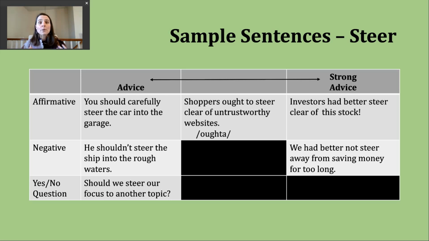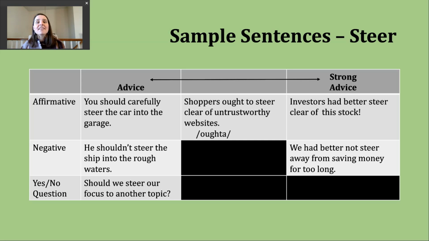Finally, we can also ask people for advice. And we can do that through yes or no questions, right? So we can start with should, then our subject, then our base verb. An example of this: should we steer our focus to another topic? So this is that idea of changing course, changing the direction of a conversation.